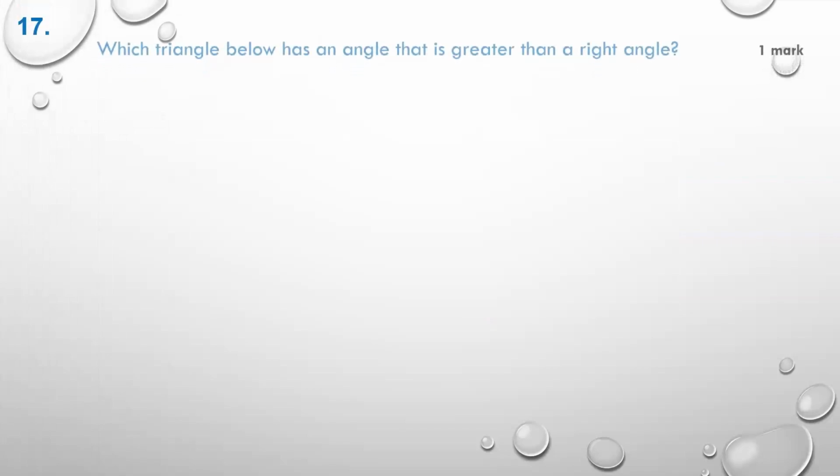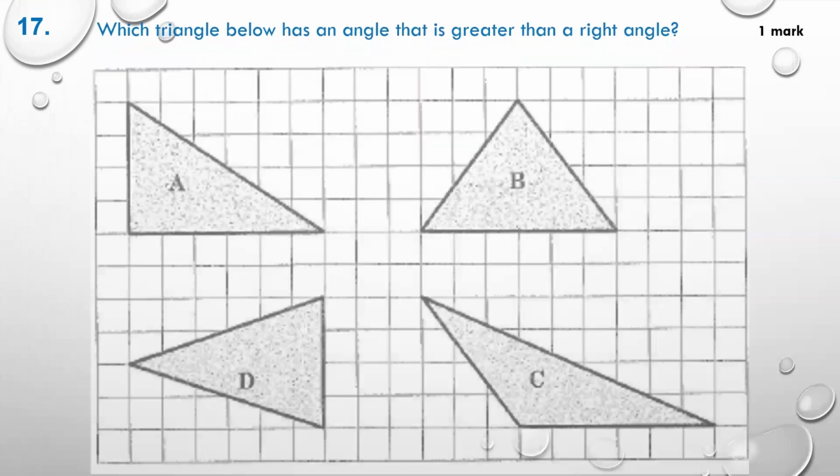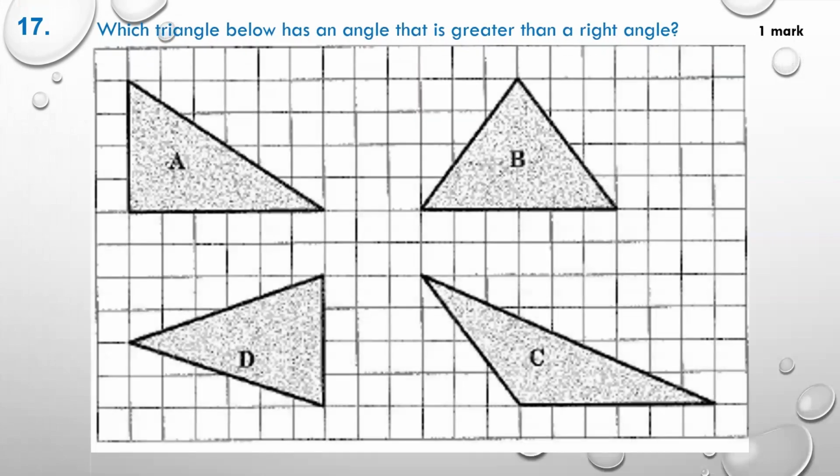All right, let's go on to number 17. In this, we're looking at an angle. Which triangle below has an angle that is greater than a right angle? So we have A, one type of triangle, B, another type, C, a third type, D, kind of looks like B, right? Slightly different.